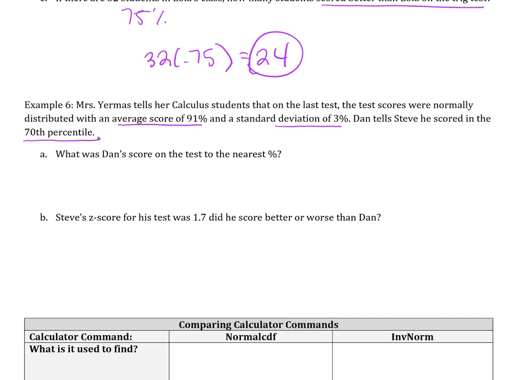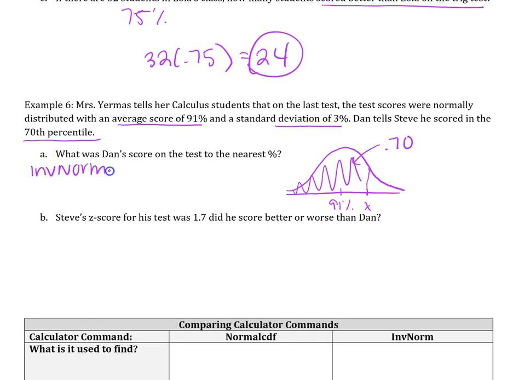Okay, so I don't know what his score is, but he gave me his percentile, so that means I can use that area to help find a value. So that's an inverse norm problem. So here's just a visual again of what this looks like. Here's 91%, which represents the 50th percentile. 70th percentile, we'll say maybe is here. So that means this area to the left of his unknown value is 0.70. So we're going to do inverse norm, 0.7, mean was 91, standard deviation is 3.